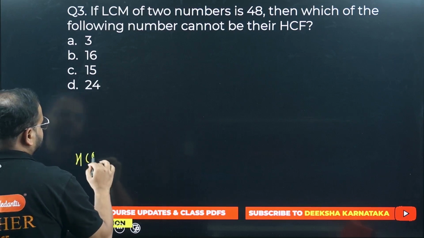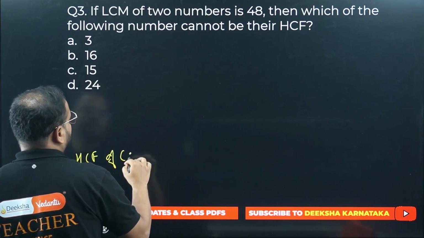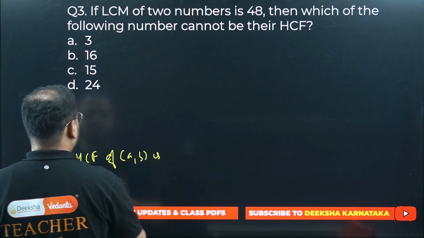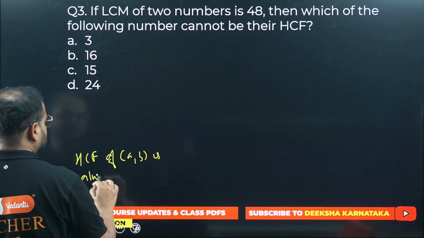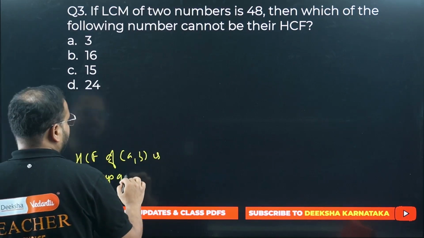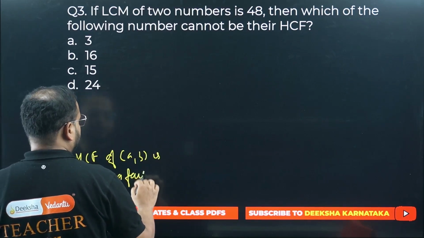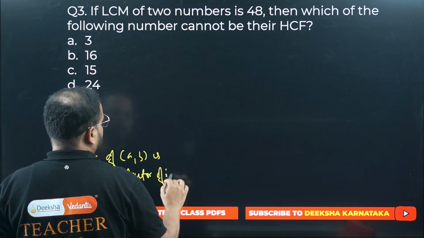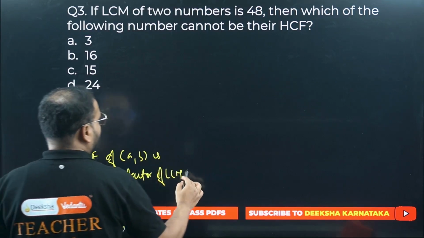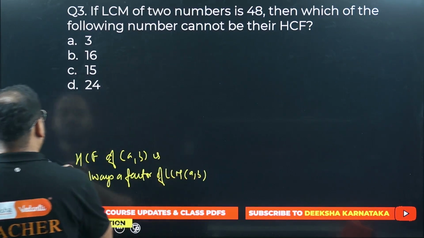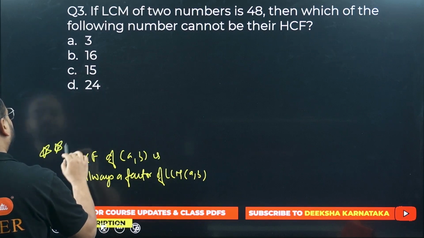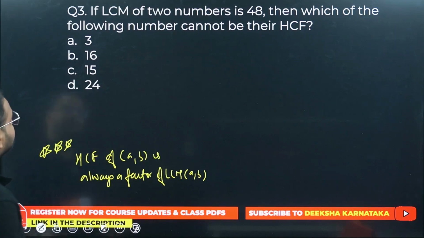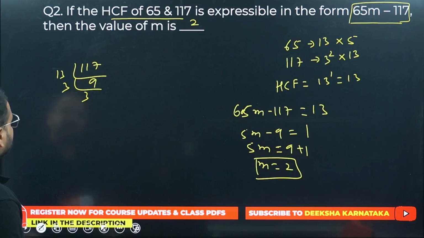The HCF of A and B is always a factor of the LCM of A and B. Okay. Very important note. Very important note. Please have a look. I'll give you examples also.